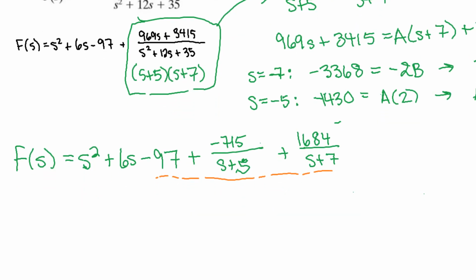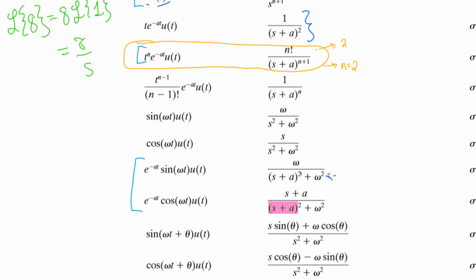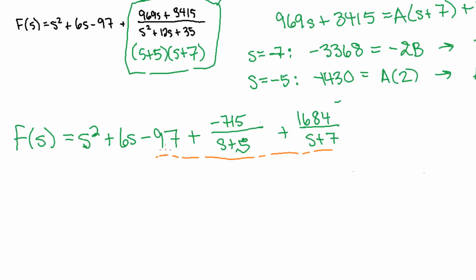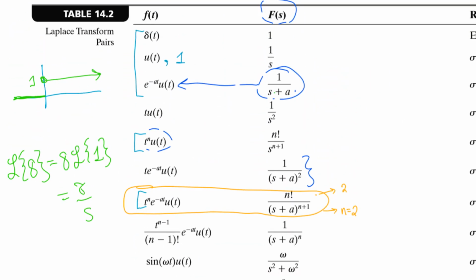So I'm going to bring up the table. So the term that has the 97 in it, you want to think of that as 97 times 1, and pull the 97 out in front. And then if 1 is the function in the s domain, then its corresponding function in the time domain is delta of t, the Dirac delta, or the impulse function.